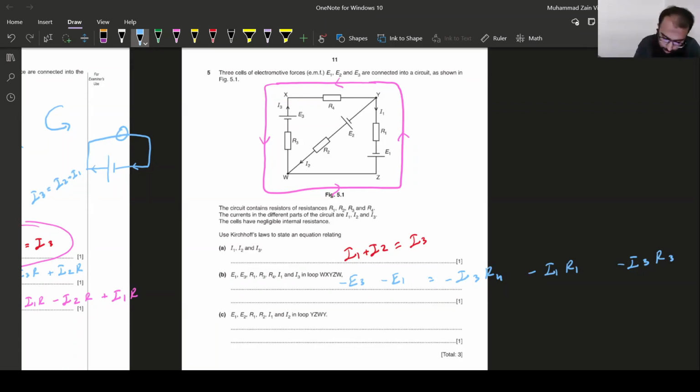So I would just multiply both sides by negative, and I'll get E3 plus E1 equals I3 R4 plus I3 R3 plus I1 R1. So that's what it is. Can I re-explain? Which part did you not get? The sign convention part, or which part?